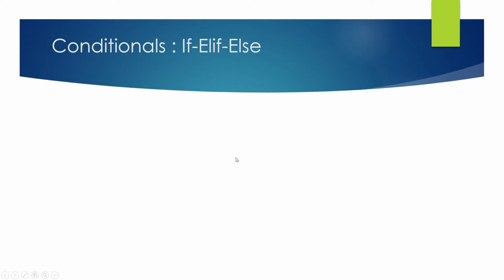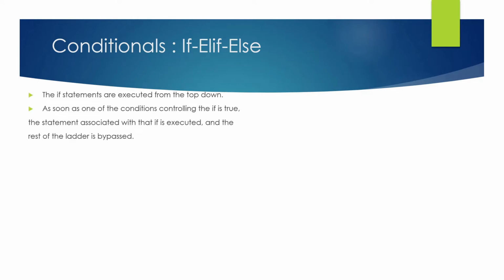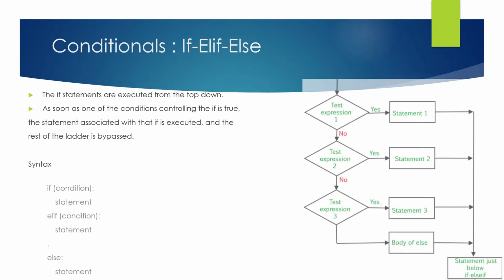Let's move to the last one, which is if elif else. The if statements are executed from top to down. As soon as one of the conditions controlling the if is true, the statement associated with that is executed and the rest of the ladder is bypassed. Now how do we say that? So this is the syntax.